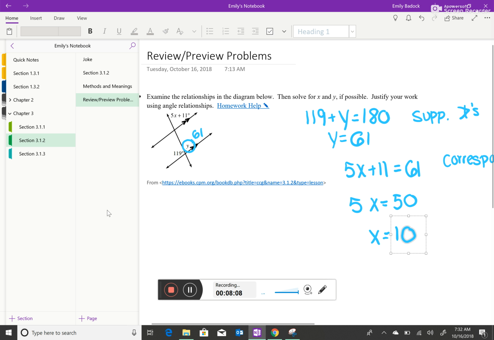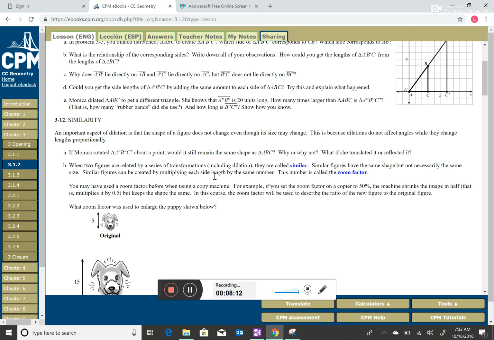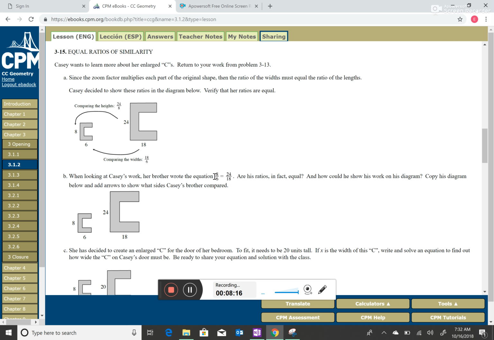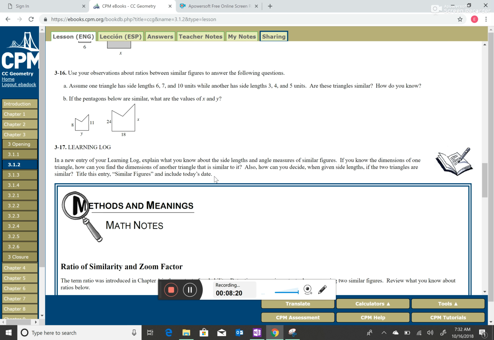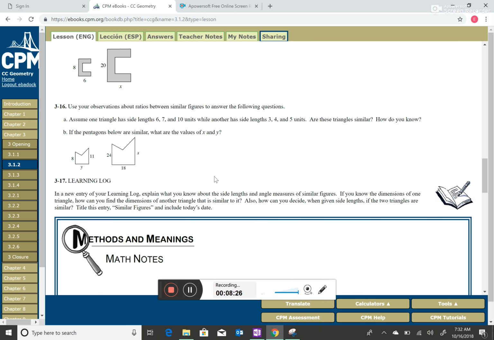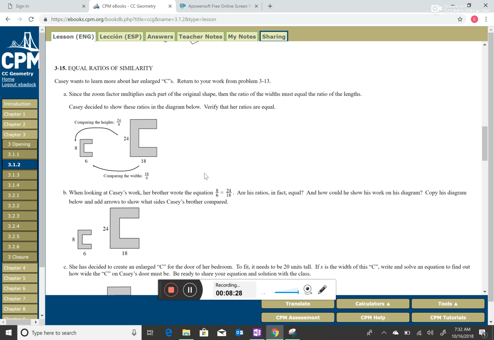Alright, so that wraps up section 3.1.2. So when you guys come in on Wednesday, I'll have what problems I want you to do on the board, but I'm going to have you guys do 315 from this section and 316 from this section. So only 2 problems. I think that they'll go pretty fast for you guys, so you can kind of see why we're combining the 2 together.